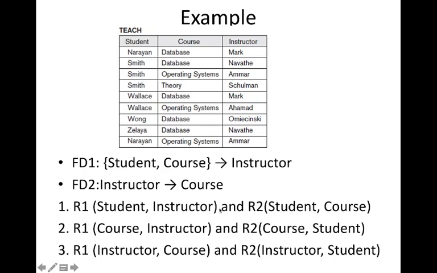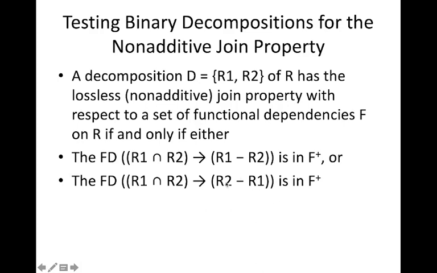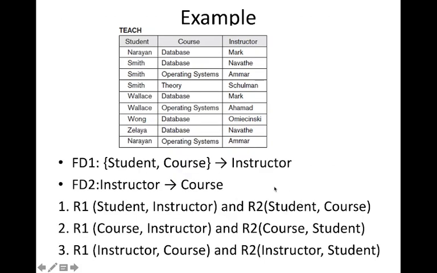So we will get a functional dependency student to instructor. Student to instructor is not there in this relation, so that means it does not satisfy the non-additive join property. Or we can check R2 minus R1. R1 intersection R2 is student, and R2 minus R1, taking the difference, gives course. So student to course is not there in these two functional dependencies. So this does not satisfy the lossless join property.